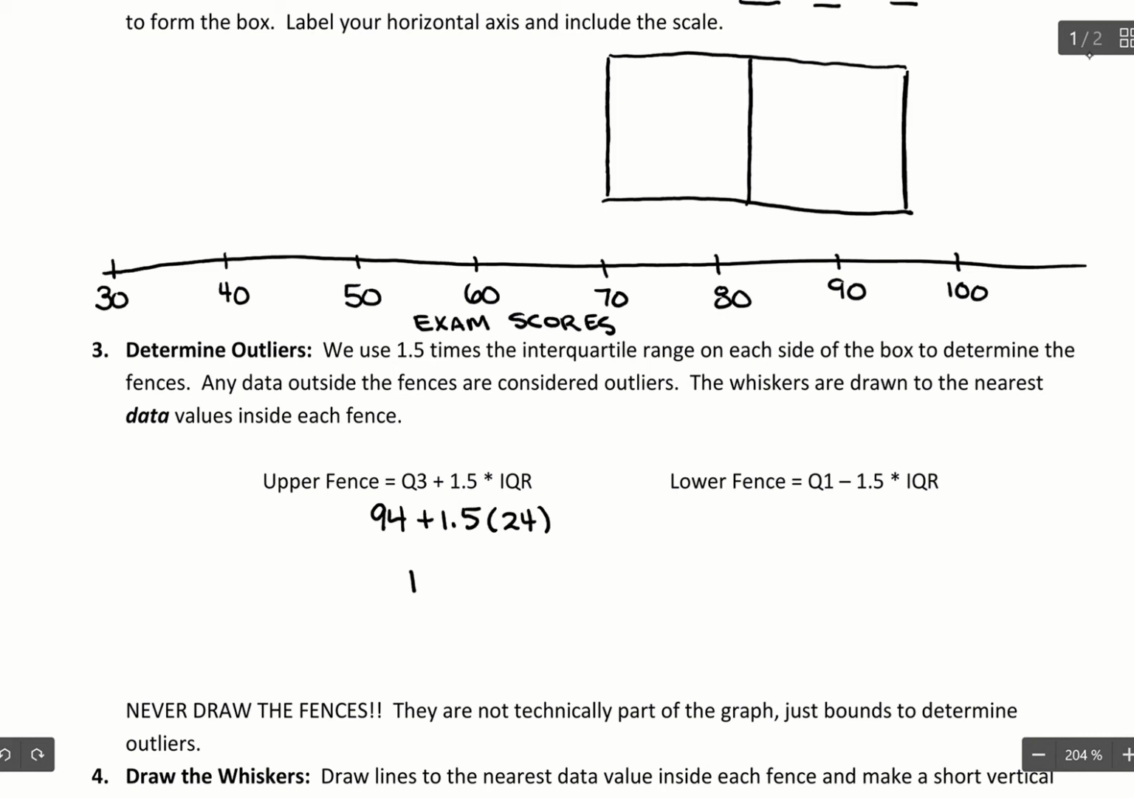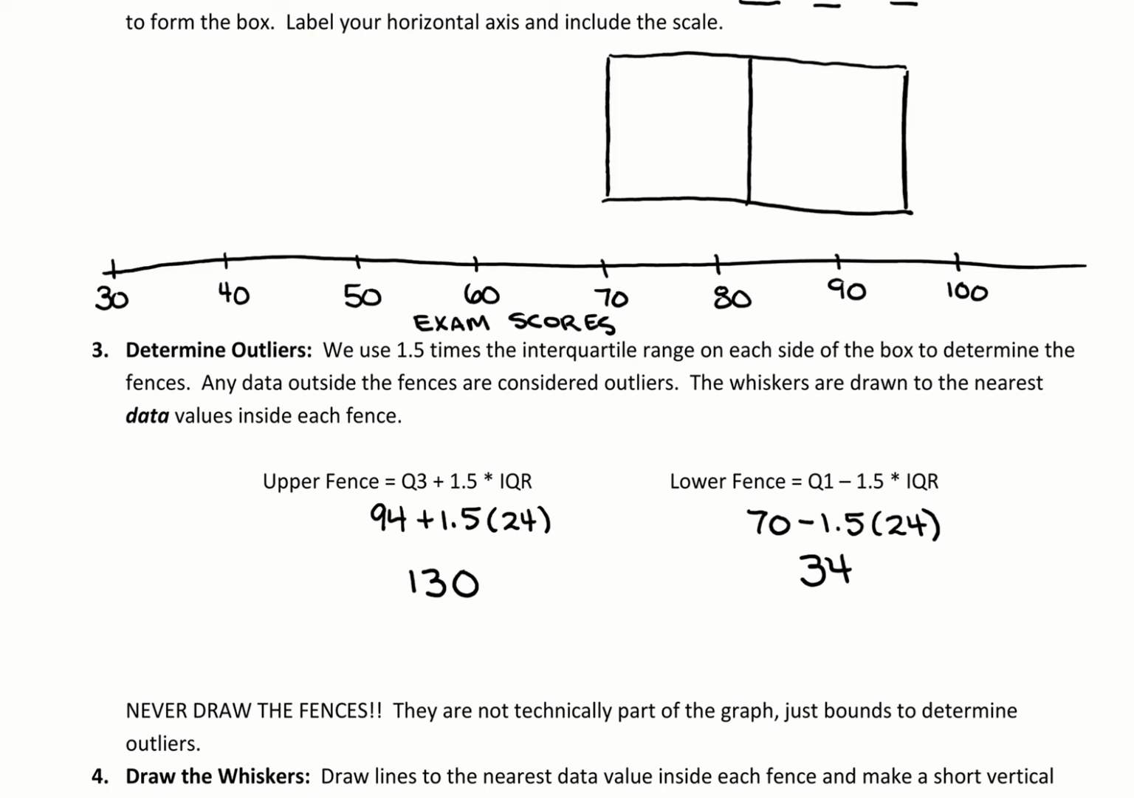So when we plug that into a calculator, we're going to get 130. And then for our lower fence, we take Q1, which for us is 70, and subtract 1.5 times our interquartile range, which is 24. And that's going to be 34. So this creates a lower fence and upper fence for our data. It's basically giving us a range of values that we expect for our data. But if anything lands outside, that's going to be considered an outlier.